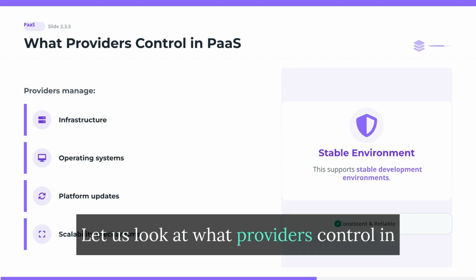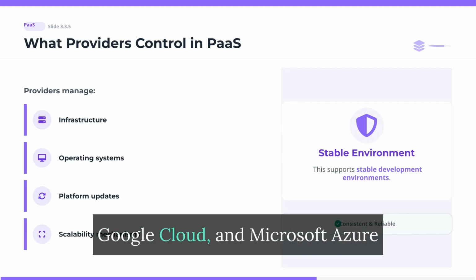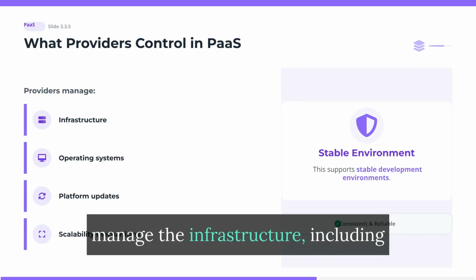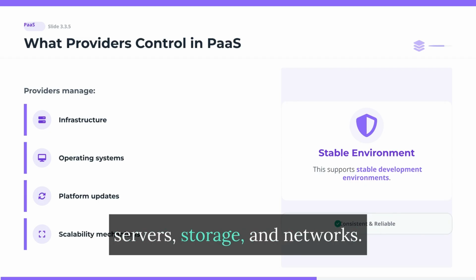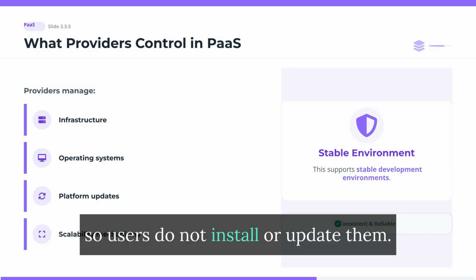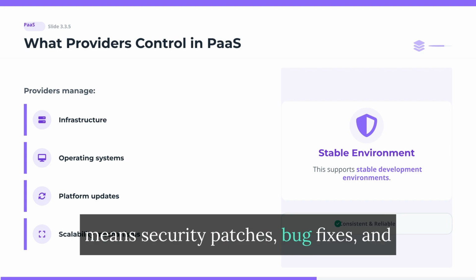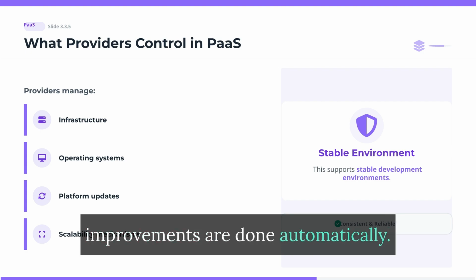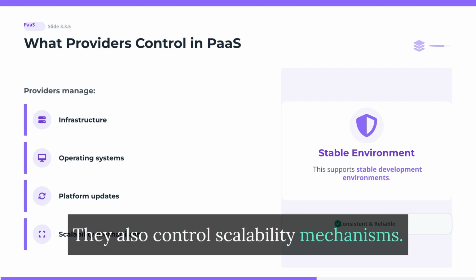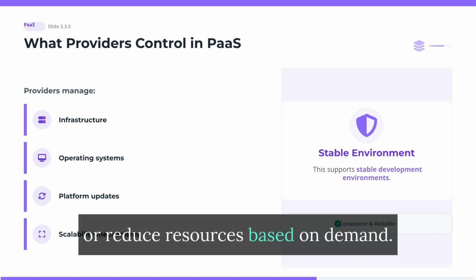Let us look at what providers control in PaaS. Providers such as Amazon Web Services, Google Cloud, and Microsoft Azure manage the infrastructure, including servers, storage, and networks. They also manage the operating systems, so users do not install or update them. They handle platform updates, which means security patches, bug fixes, and improvements are done automatically. They also control scalability mechanisms. Scalability means the system can increase or reduce resources based on demand.